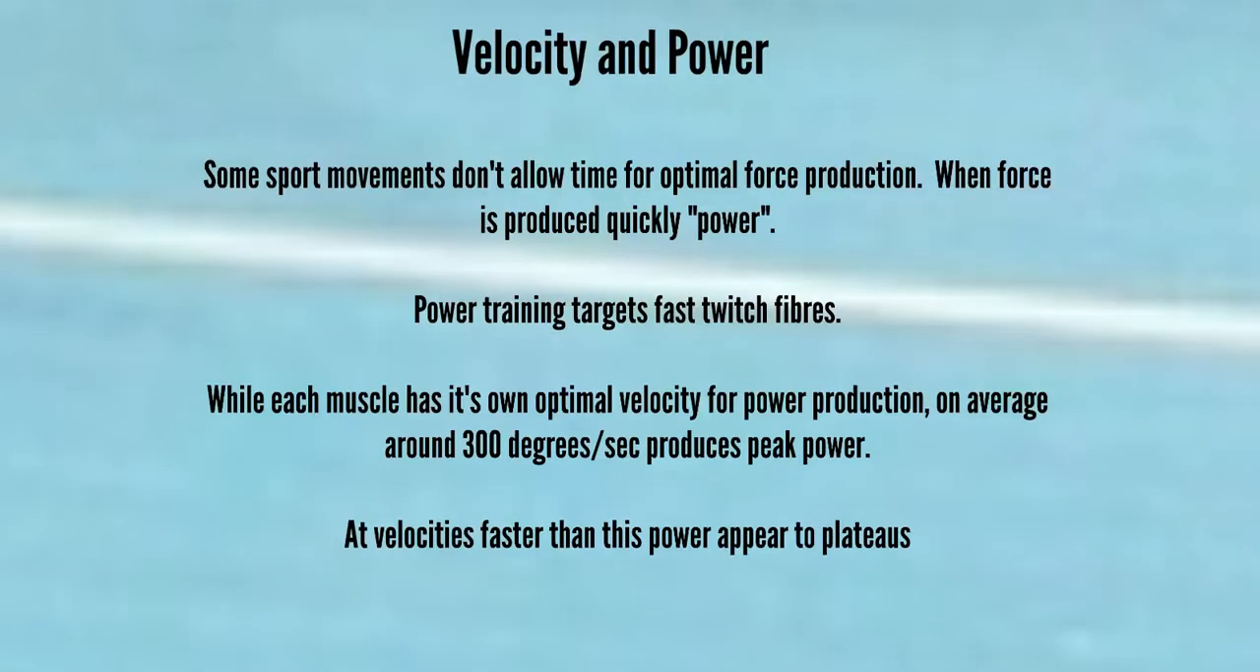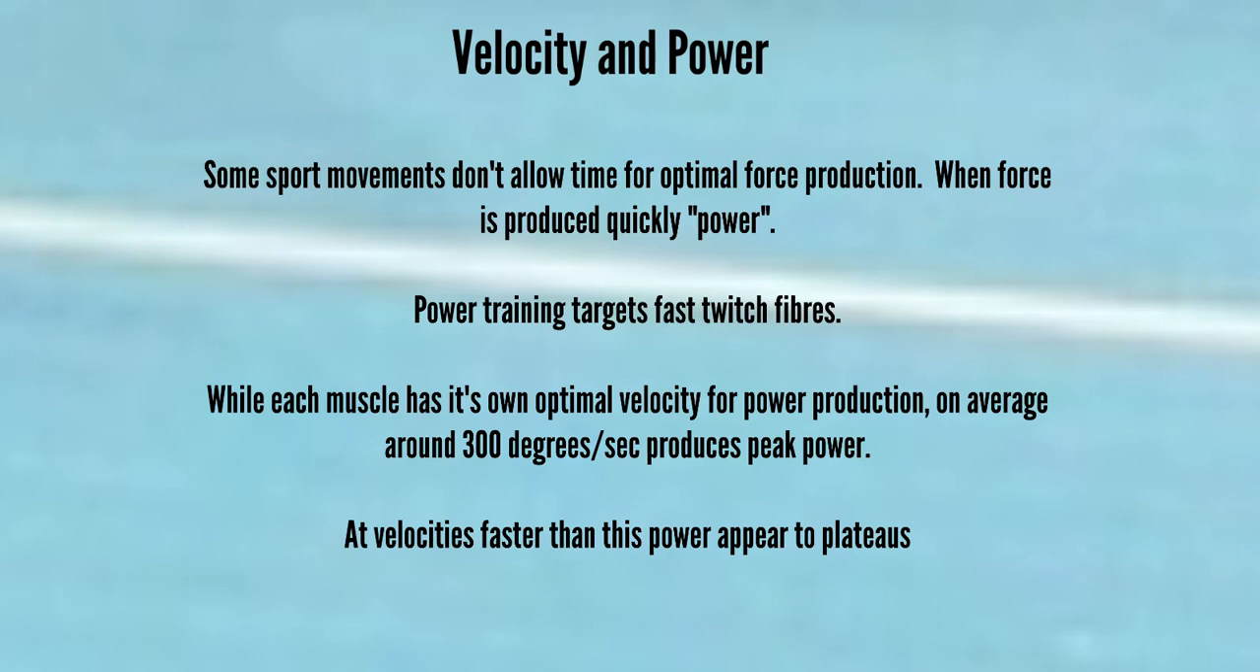Now, some sporting movements don't allow time for maximal force production, and that's when you have to produce force quickly, and that's known as power training. And therefore, when we train functionally, power training in the gyms, etc., then we're training to target the fast twitch fibers only. And that's really important, that we recognize what the skill sets of the sport require, and we train accordingly.